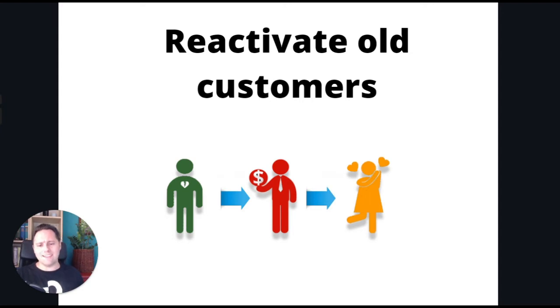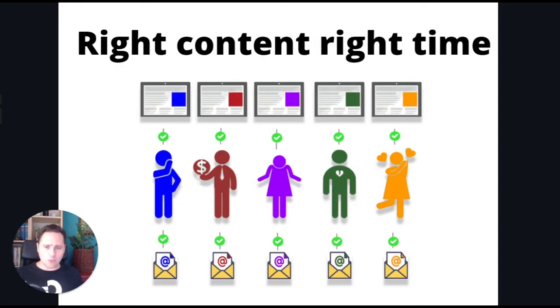The goal is that you have all kinds of visitors on your website, all kinds of customers, unknown, known, return customers, and your goal is to create a customized experience for them. So you are trying to make sure that everybody sees the right content at the right time. And this is what marketing automation does.